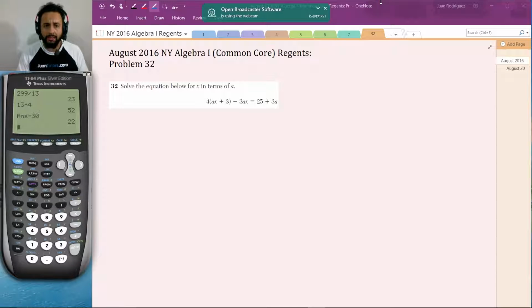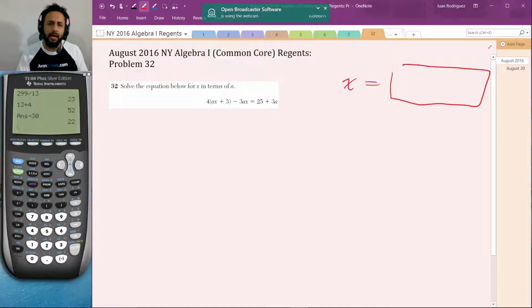What I see is that there's an x on the left, another x on the left, and no x's on the right. So we're going to keep that stuff on the right. I like having an answer in the form x equals. I'm generally comfortable with that. I don't always keep it that way, but I know a lot of students prefer it. I'm going to get everything with x on the left and everything without x on the right.